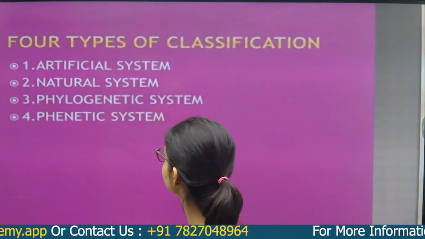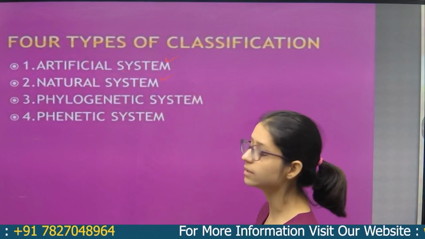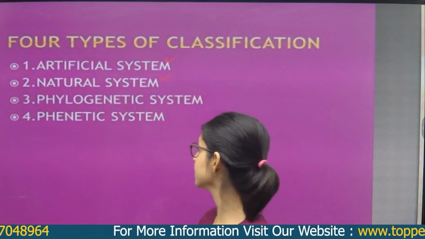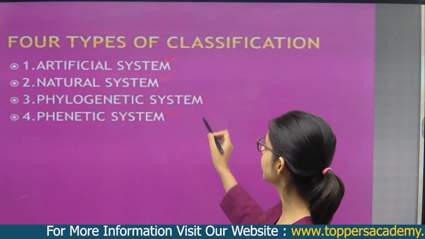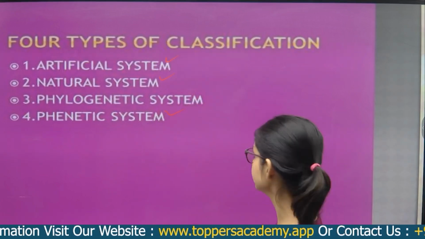So there are four types of classification given by the scientists, namely the artificial system of classification, the natural system of classification, the phylogenetic system of classification, and the last is the phonetic system of classification. Okay, so let's discuss one by one.